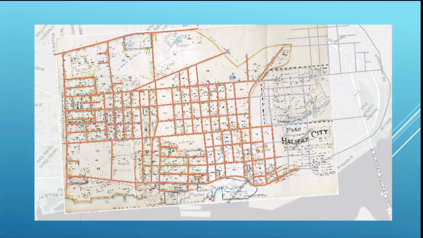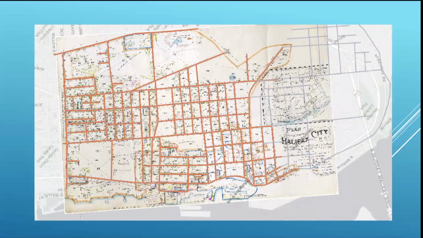So you can see both the streets that line up, say, to the left side of the map with the current street pattern, but also you can see down below towards the bottom where it was completely different. So now we had a street map of Halifax that we could work from.